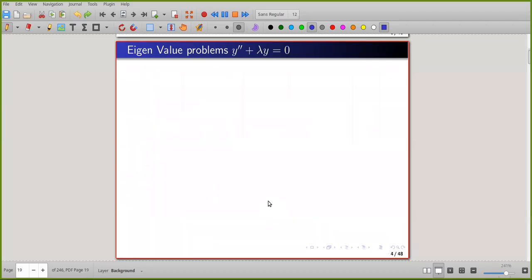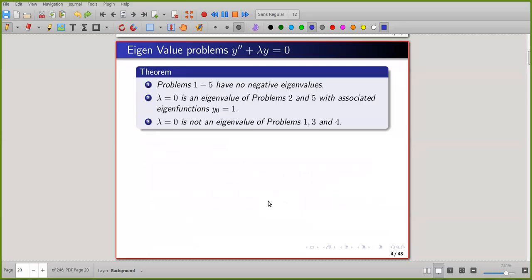Okay, so let's go ahead and prove a very simple result. Problems 1 to 5 have no negative eigenvalues. Lambda equal to 0 is an eigenvalue of problems 2 and 5 with associated eigenfunctions y naught equal to 1, or in other words, y naught is constant. And lambda equal to 0 is not an eigenvalue of problems 1, 3, and 4.